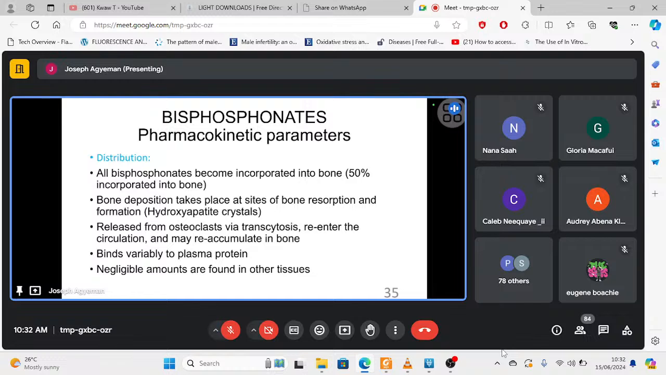How are they distributed in the body? All bisphosphonates are incorporated mainly in the bone. That's a good thing because that is where we want them to be.